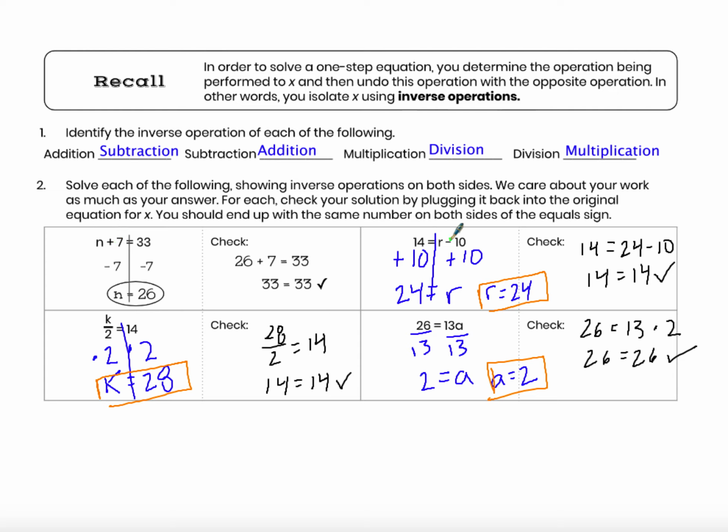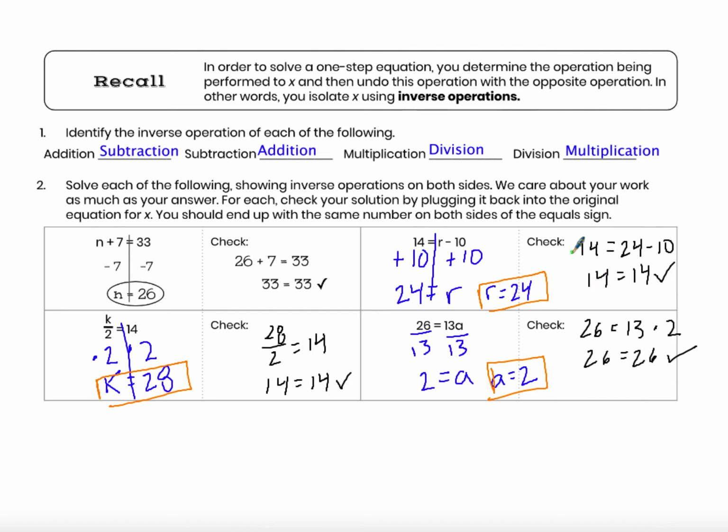In this second example, my original operation was subtraction. I subtracted 10 from r. So I need to undo that subtraction with the opposite, addition. Of course, I am showing the plus 10 to both sides of the equation in order to maintain my balance. Here we are dividing by 2, and so we have an inverse operation of multiplication. Finally, 13 times a, the original operation was multiplication, so I need to undo that multiplication to get a by itself using division.